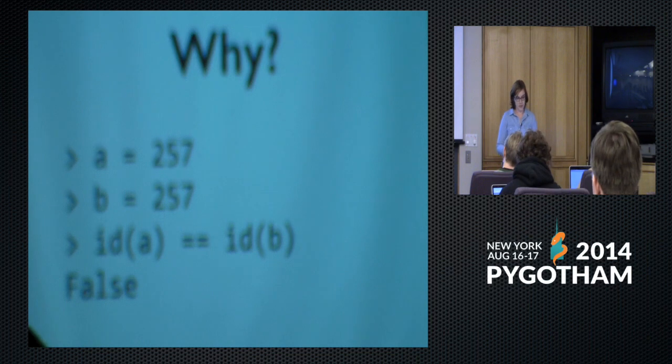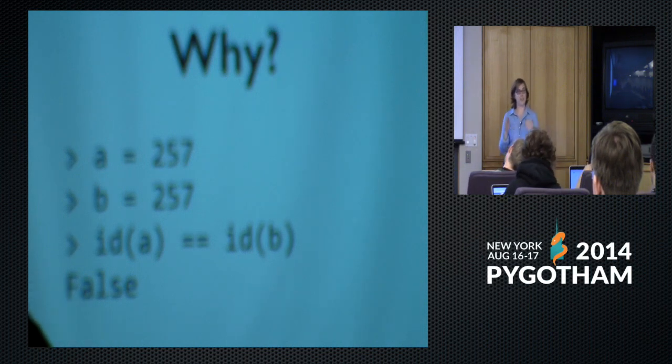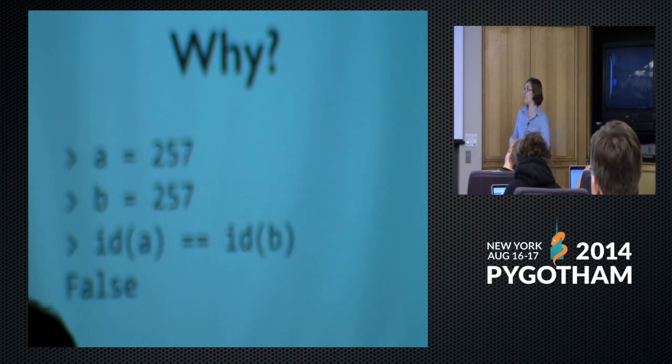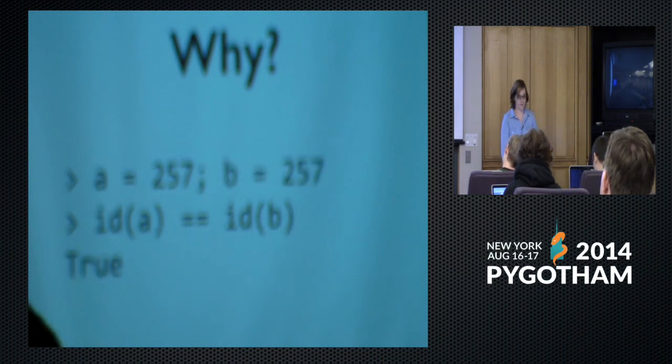Another way that we can look at this is with the built-in id function. In CPython, this function will tell you the address of that object in memory. So if A and B are the same object in memory, then their IDs will be the same. Here, they're not the same. But if you define them on the same line, their IDs are the same.